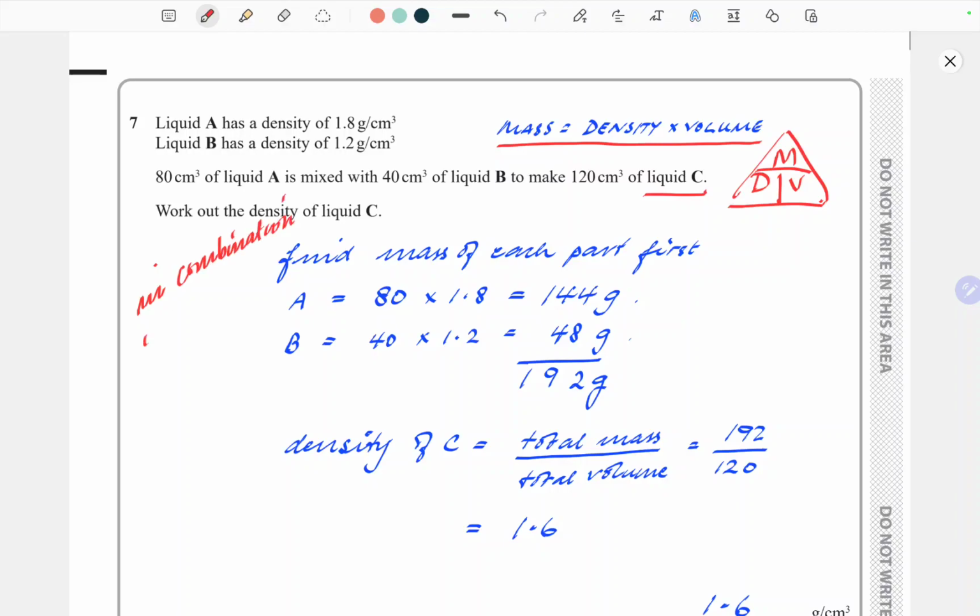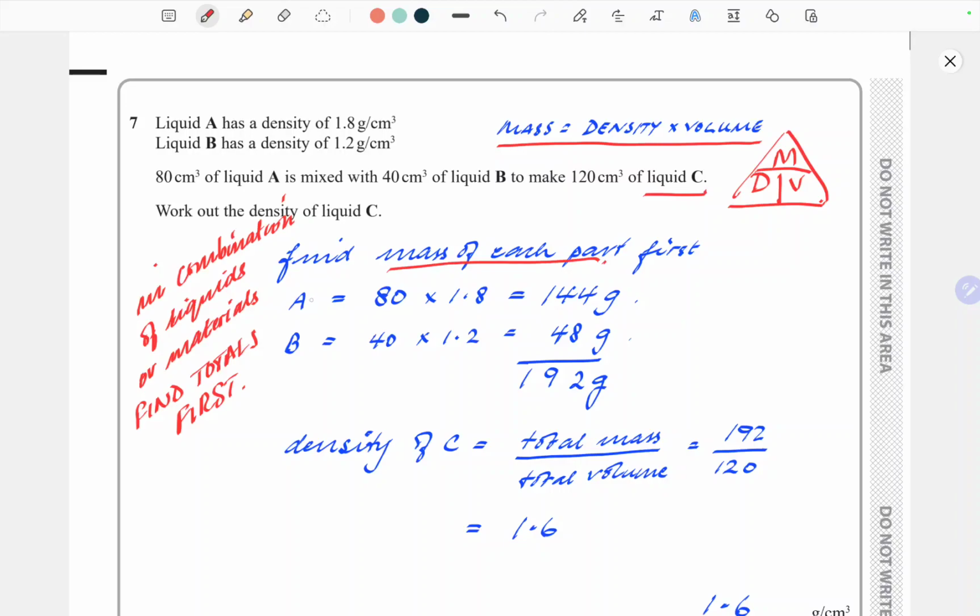Whenever you have these combination questions, so in combination of liquids or materials, even solids, yeah, find totals first. Okay, so the mass of each part.